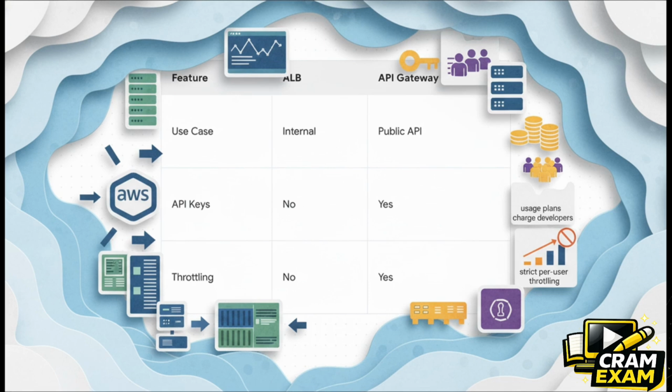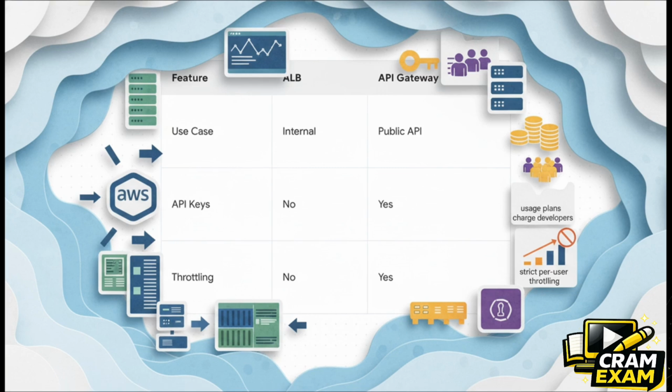If you are building an internal microservice or a massive-scale web application where every single millisecond counts, and you just need to spray high-volume HTTP traffic across a massive fleet of EC2 instances or containers, you use an ALB. It handles incredibly massive throughput and costs a tiny fraction of what API Gateway charges.